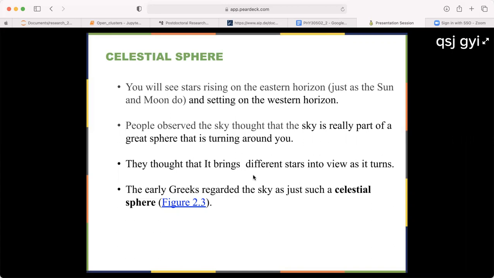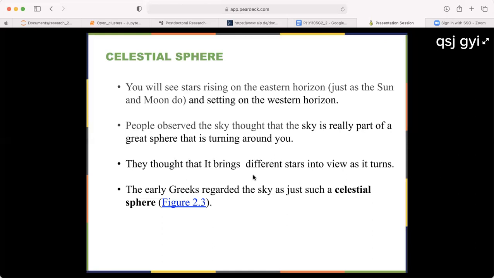So what people thought about this in ancient times is that they observed that the sky is really part of a great sphere that is turning around. They thought that there is a large sphere and the sky is fixed to it. This sphere is rotating, and because of that, all these stars move across the sky, right? So when the sphere turns, you get different stars into view at different times. That's how people thought about this motion in ancient times.